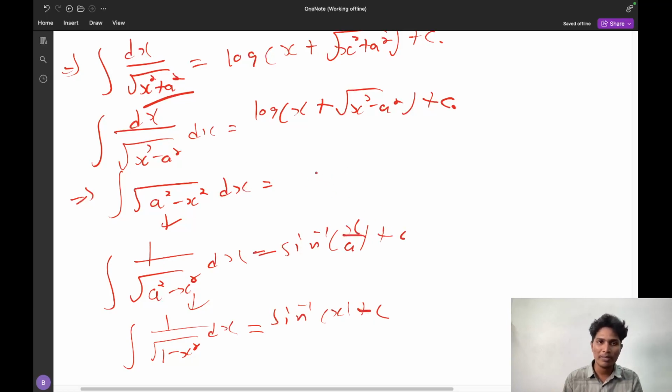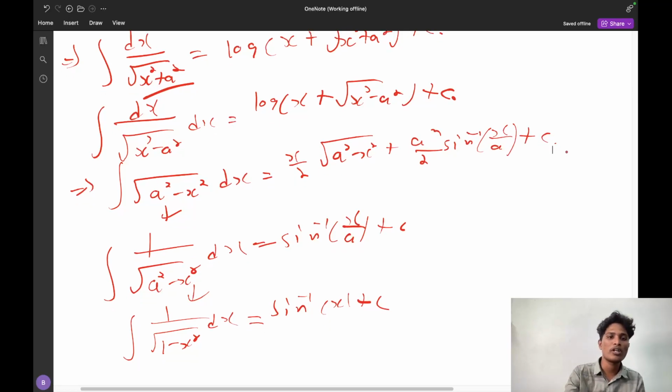Now this formula will be different. How will it be different? It will be x by 2 root of a square minus x square plus a square by 2 sin inverse x by a plus c. You have to remember the formula.